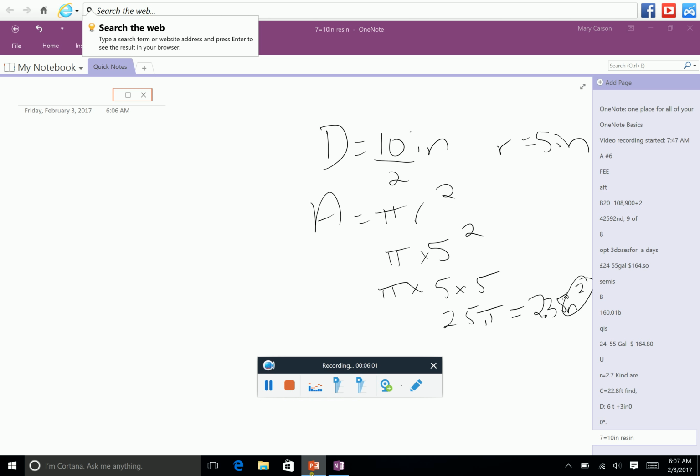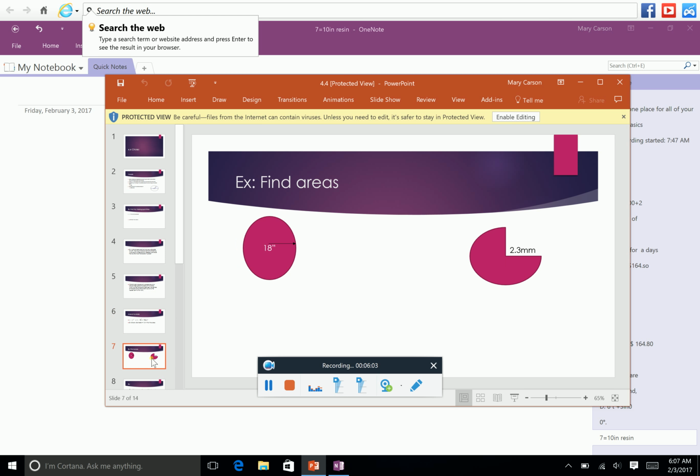This is the most important thing when you're dealing with area, is to make sure your units are squared. Okay, circumference, you don't do that. All right, let's take a look. If you have this one, you would do 18 squared times pi.